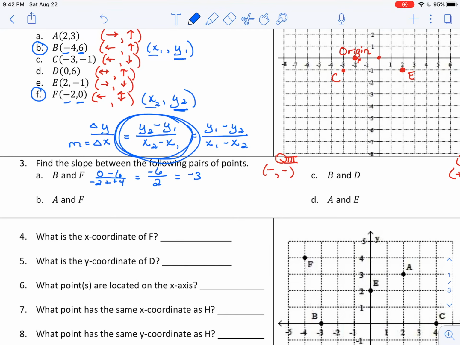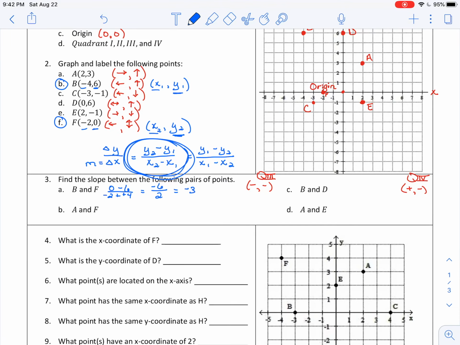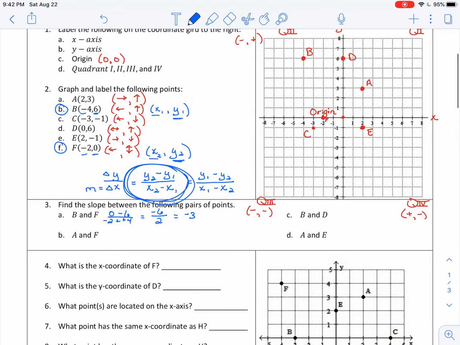So the formula is really nice if you don't have it graphed for you, but if it is graphed, you should be able to confirm the slope, because if I connect B to F, as I look left to right, as I drew that left to right on my picture, you can see that it is going downhill, which fits with the fact that we said it's a negative slope.